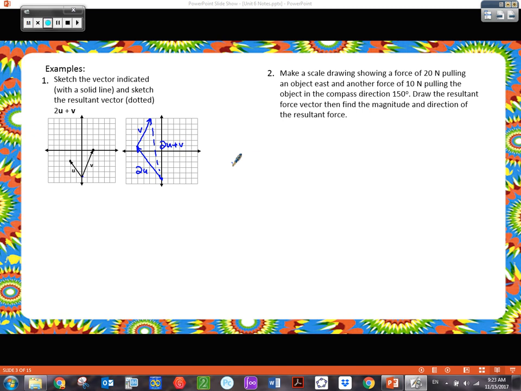So here we're asked to make a scale drawing showing a force of 20 newtons pulling an object east and another force of 10 newtons pulling the object in the compass direction 150 degrees. So you're probably going to be shocked. I'm not a big physics person. I like physics, but I'm a mathematician, right? So I don't deal with physics a whole lot.